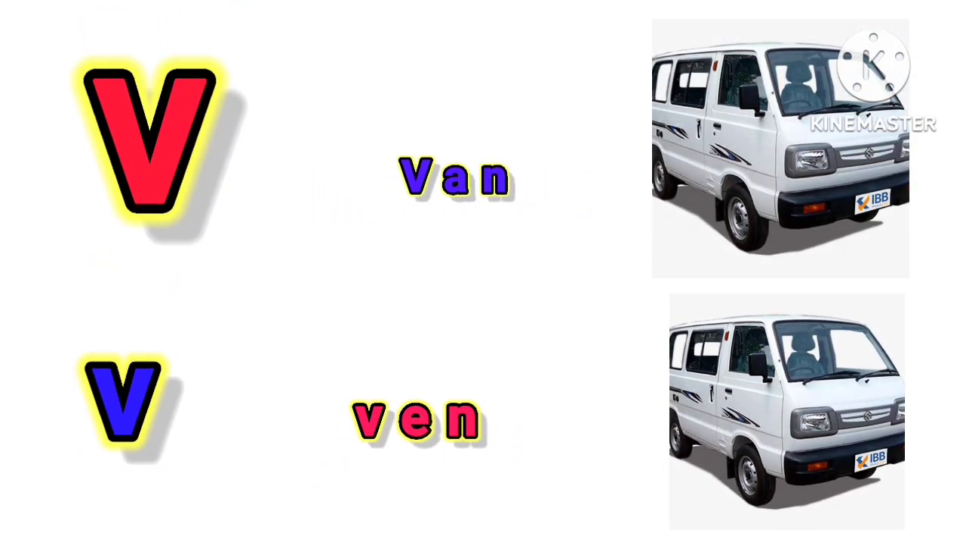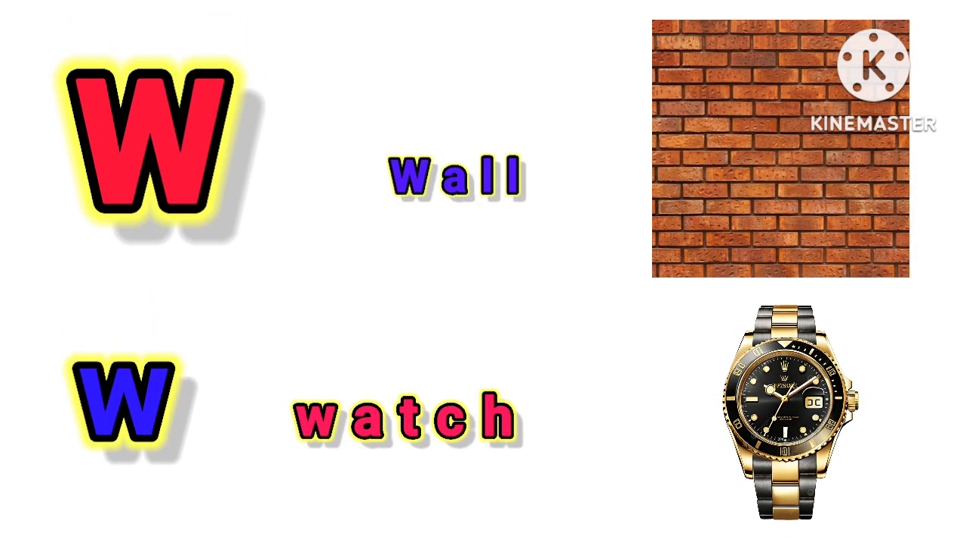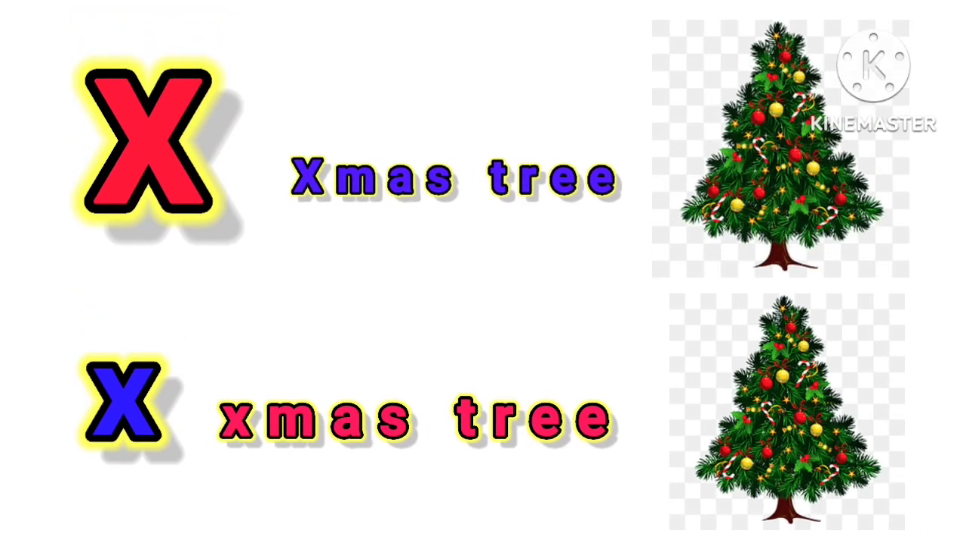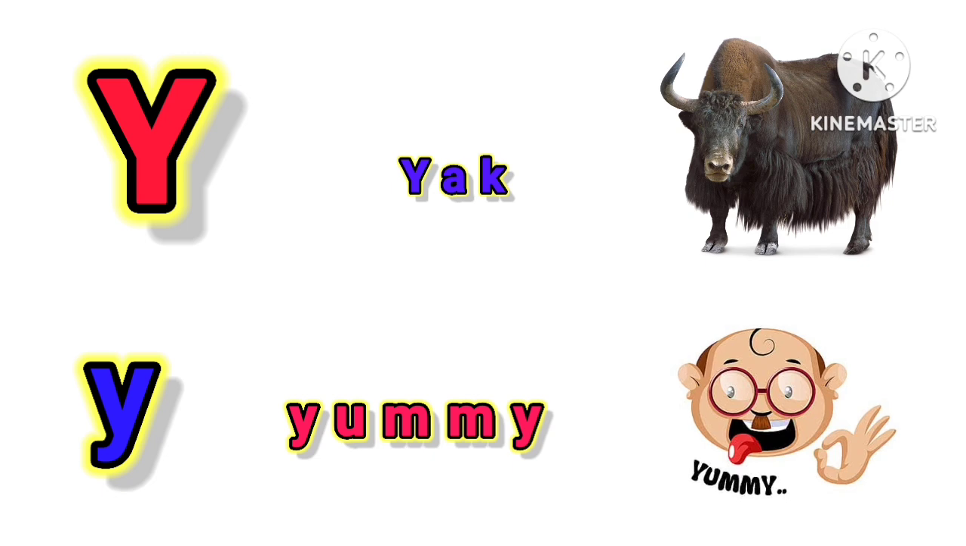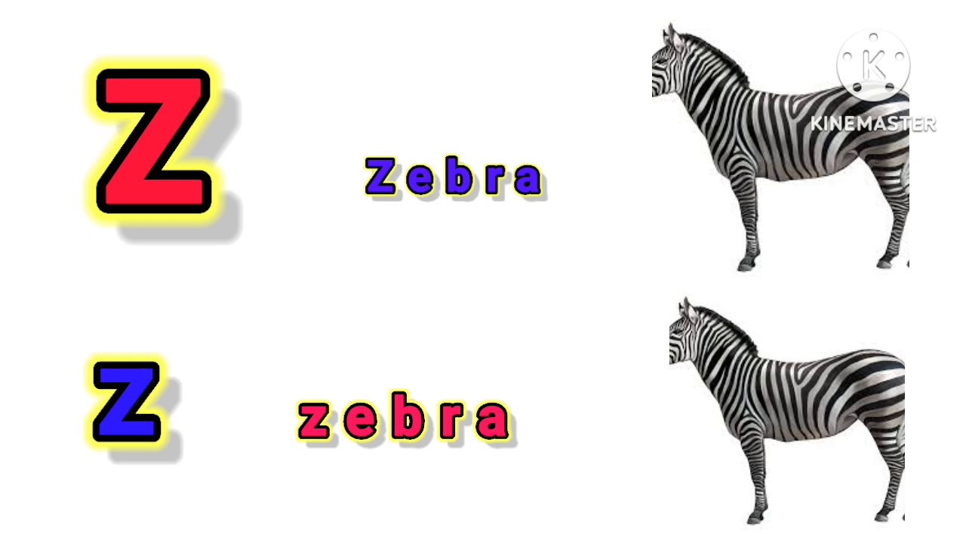V for van, V for van, W for wall, W for watch, X for Xmas tree, X for Xmas tree, Y for yak, Y for yummy, Z for zebra, Z for zebra.